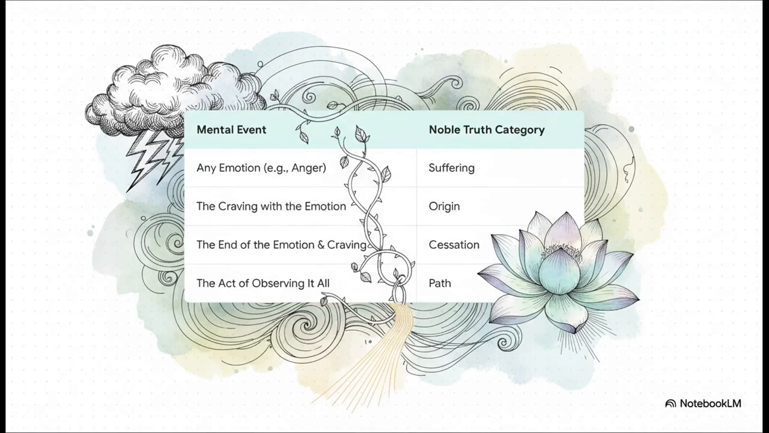So this table just lays the whole system out at a glance. You can plug any emotion you want in here. The feeling itself, that's suffering. The craving that's attached to it, that's the origin. The moment they both end, that's cessation. And your awareness of that whole process, well, that's the path. It's a simple but incredibly powerful diagnostic tool for your own mind.